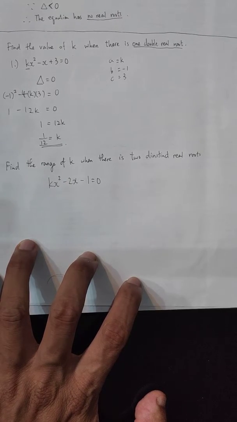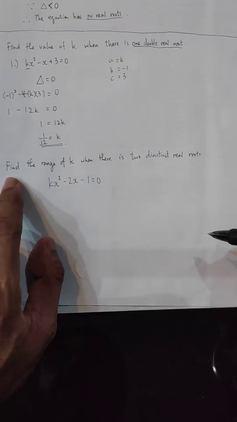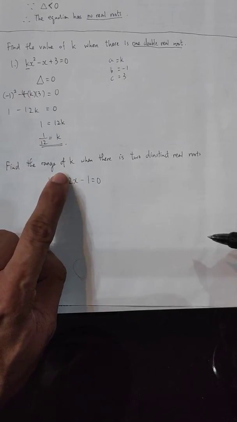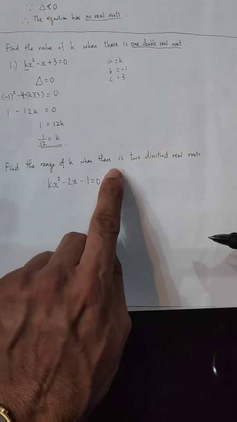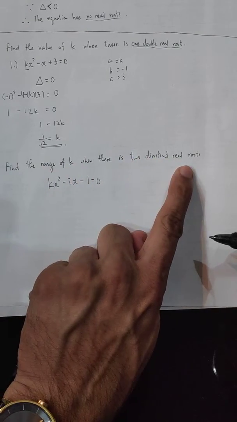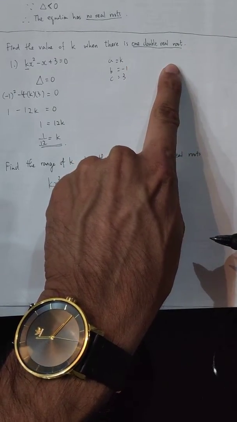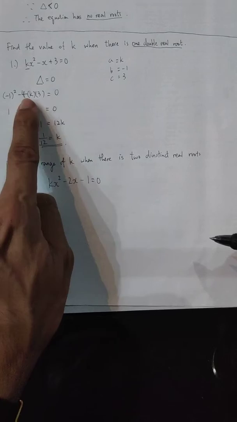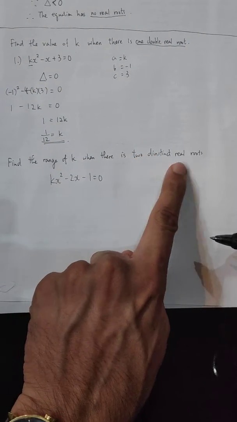Okay, so let's do another example for the same thing. So in this case now, they say find the range of values of k. Find the range of k when there are two distinct real roots. So it's not like the first question where you have one double real root, because in one double real root, the discriminant is equal to 0. But when do we have two distinct real roots?